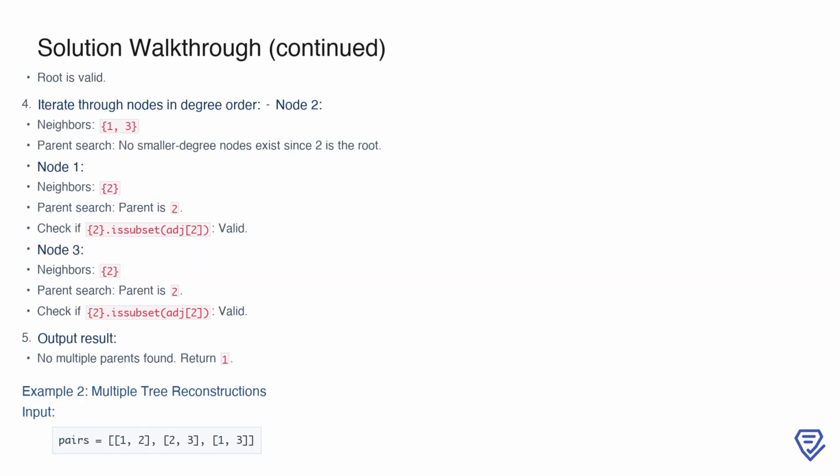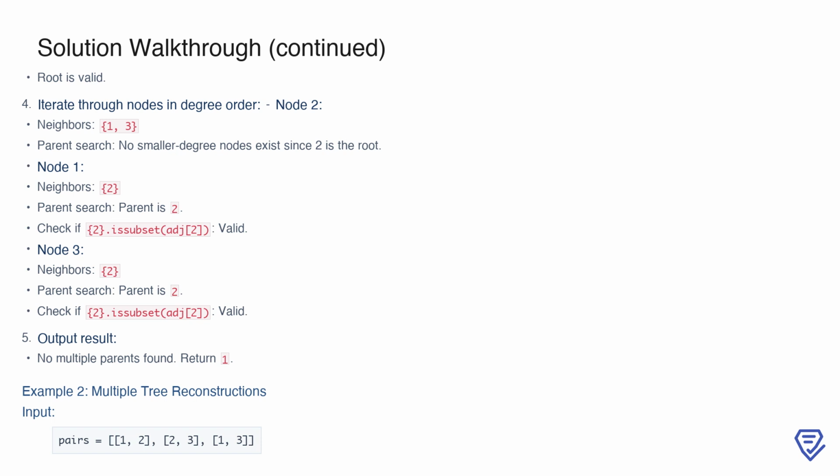With the root confirmed as node 2, we proceed by iterating through the nodes in descending degree order. Starting with node 2, its neighbors are 1 and 3. Since node 2 is the root, there's no parent node with a smaller degree to consider. Moving on to node 1, we see that its only neighbor is node 2. The parent of node 1 is determined to be node 2. We then verify if {2}, the neighbors of node 1, is a subset of adj[2], the neighbors of node 2. This condition is valid.